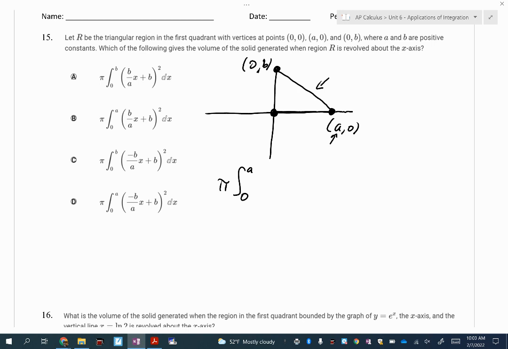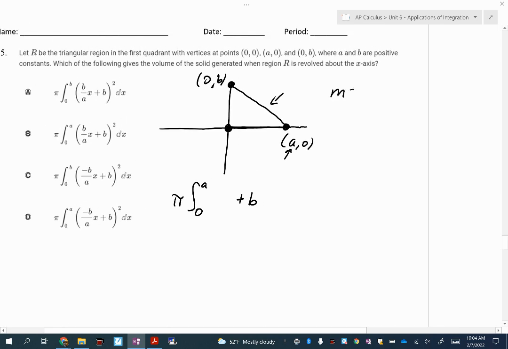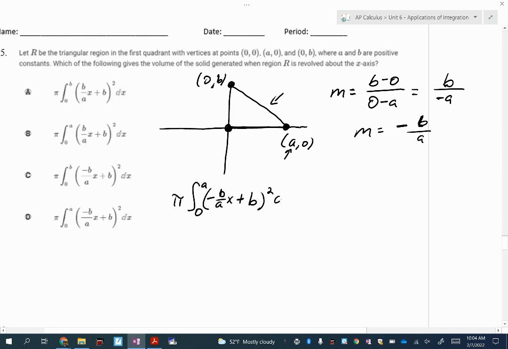So if I can find the formula for that line and then write it as squared times dx, I should have my answer. All right, well, I know the y-intercept is going to be b, so it's going to be plus b here. All right, and then to find the slope, I'm going to do the change in y over the change in x. So b minus 0 over 0 minus a. So that's going to be b over negative a, or rewritten as the opposite of b over a. So in this case, it is negative b over a times x plus b squared dx.